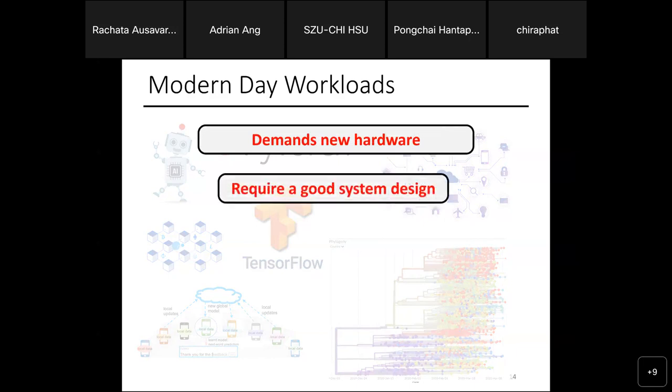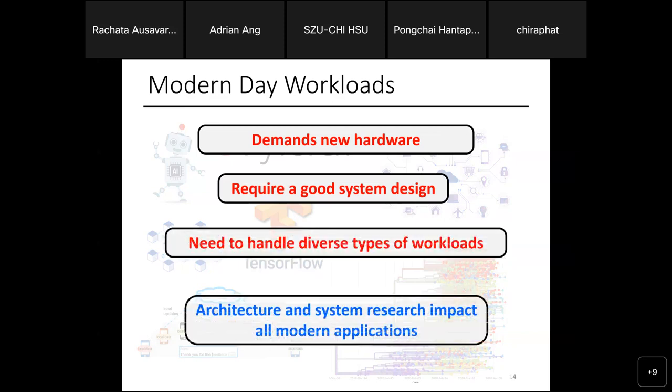These things demand new hardware. That's why we keep buying. Well, that's why governments have to buy new supercomputers, because that's a demand. Right, but it requires good system design and needs to handle diverse types of workloads and architectures, which is what we're gonna go into, and system, which is what you've seen already. This kind of research would impact all modern applications.